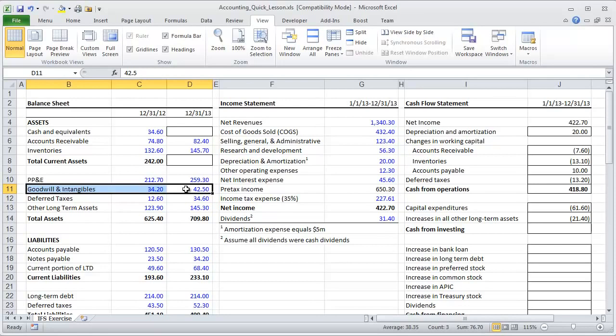That certainly would count as an investing activity. And now the question is, how do we do that? We see that intangible assets grew by approximately 8 million during the period. So is that the amount of cash that was spent to purchase intangibles?